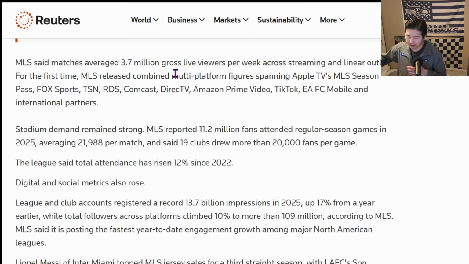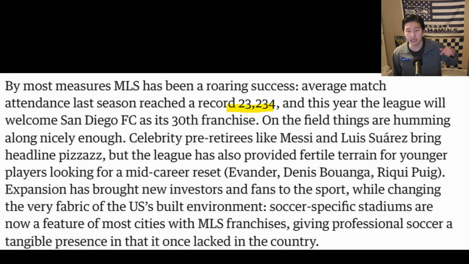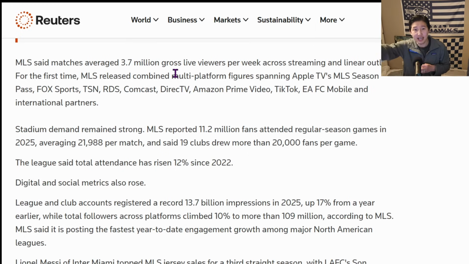And because soccer and the MLS is gaining more traction and popularity amongst the population, that means more and more people are gonna pay for Apple TV. That way, they can watch Lionel Messi play live. So that's why I feel bullish about Apple.